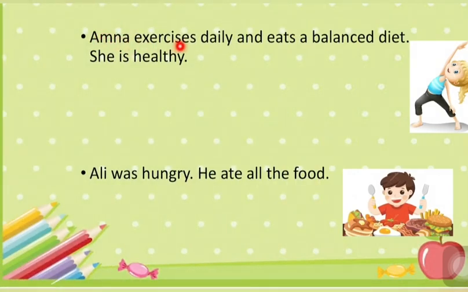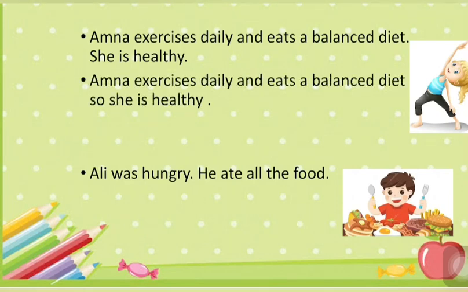Amna exercises daily and she eats a balanced diet. She is healthy. Now, since Amna exercises daily and eats a balanced diet, she is healthy. As a result, she is healthy. So, result has been mentioned here. So, how are we going to connect it? Amna exercises daily and eats a balanced diet, so, she is healthy. So, see children, we have connected the result with the sentence.